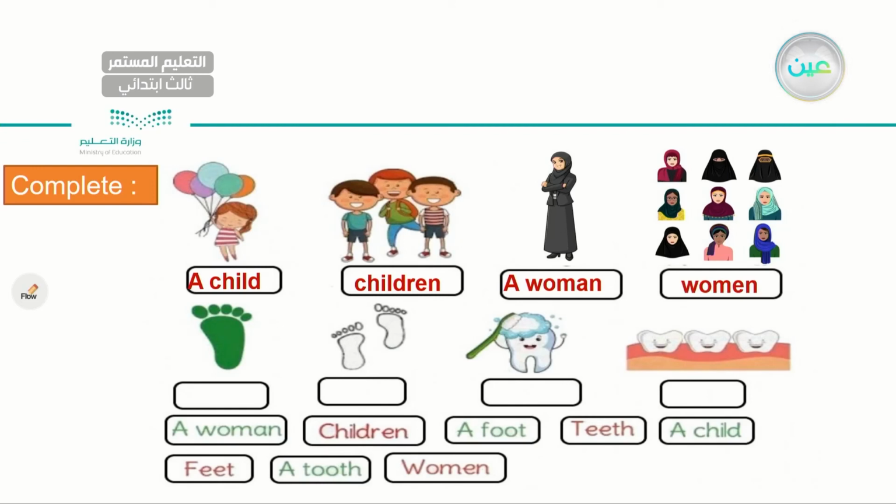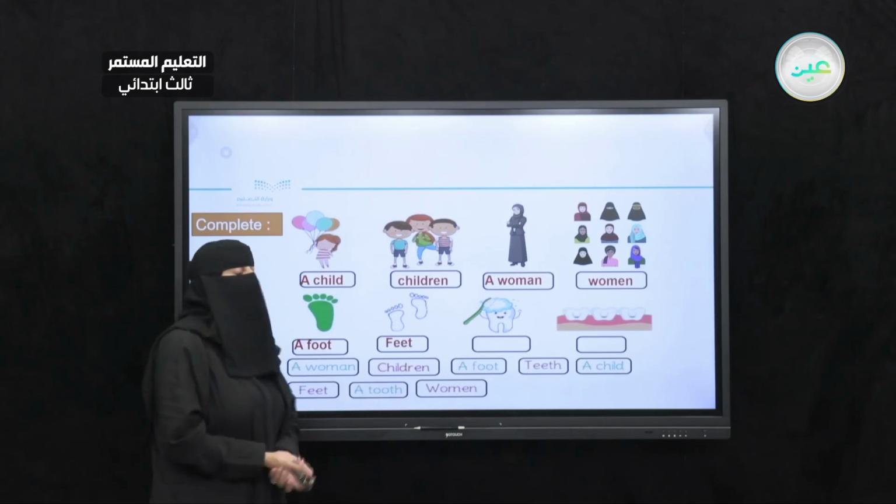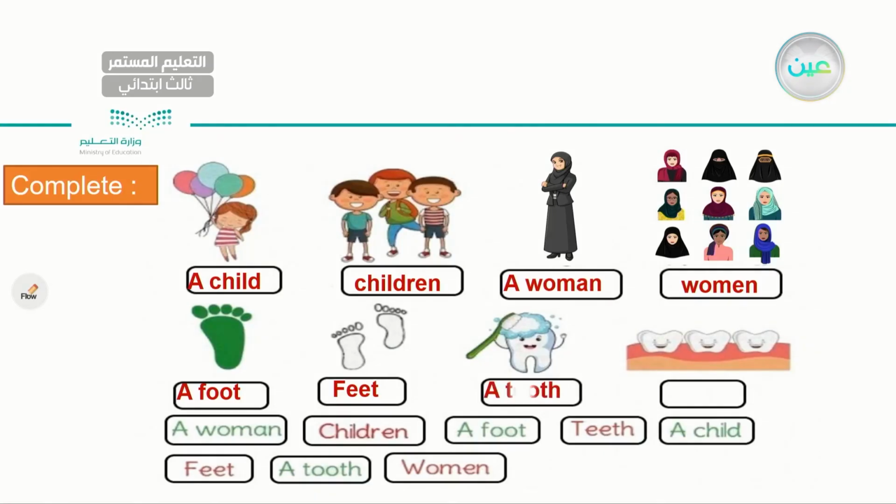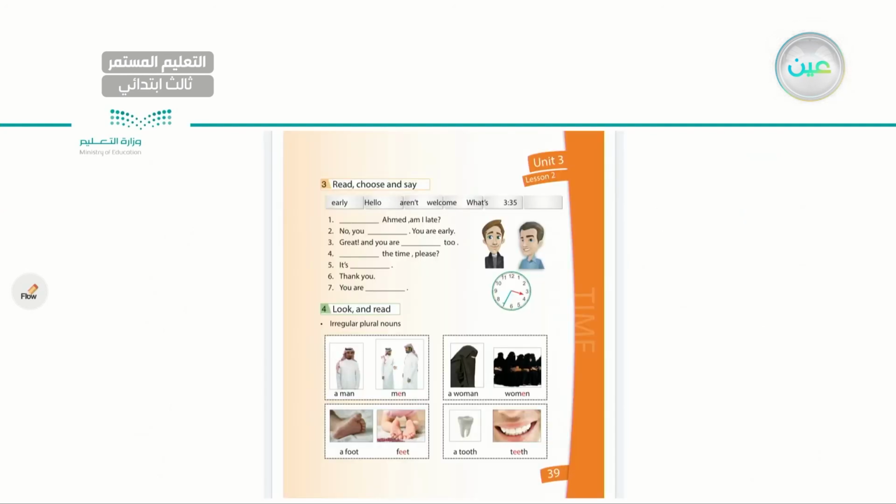Next, I have a foot. The plural is feet. Next, I have a tooth. Right next to it, I have teeth. Very good, my dear student. Let's read our answers one more time. A child, children, a woman, women, a foot, feet, a tooth, teeth. Very good. Now, have your books ready at page 39? Let's read together.